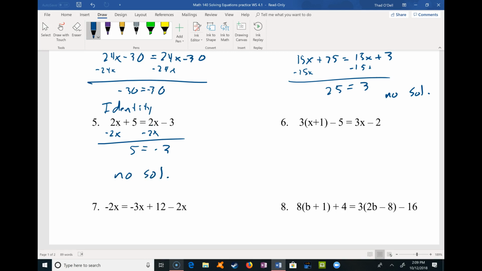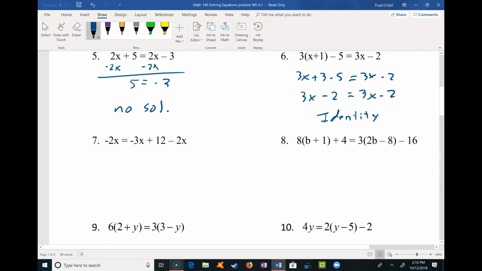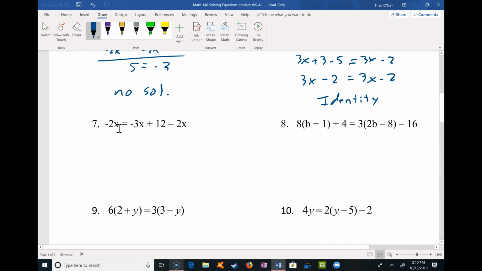And one more, I think here we got 3x plus 3 minus 5 is equal to 3x minus 2. So this side would be 3x minus 2 equals 3x minus 2, and that we can tell is going to be an identity, because they're exactly the same. Okay, hopefully we're done with those. So on this one, I have a negative 2x equals, and a negative 3x and a negative 2x, that would be a negative 5x plus 12.